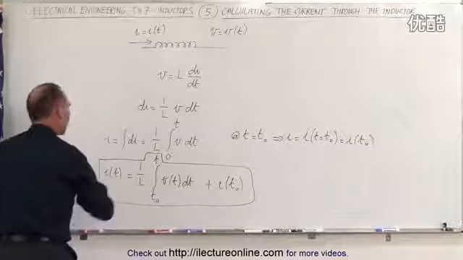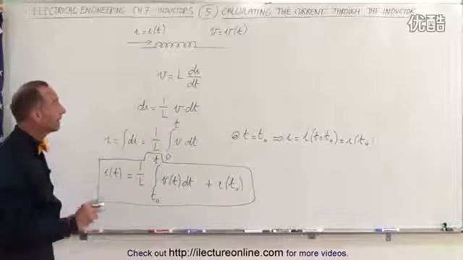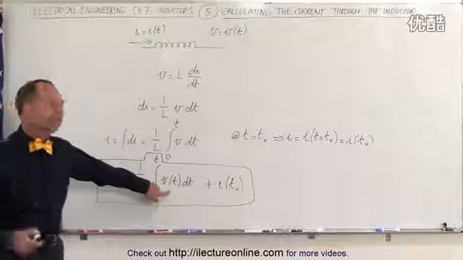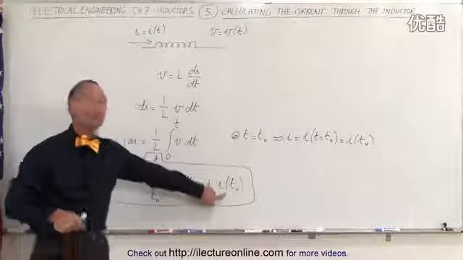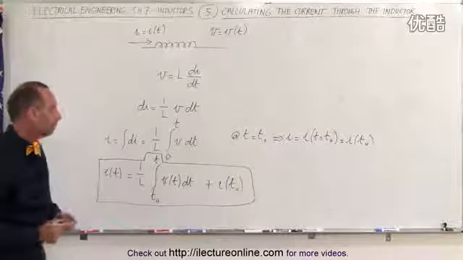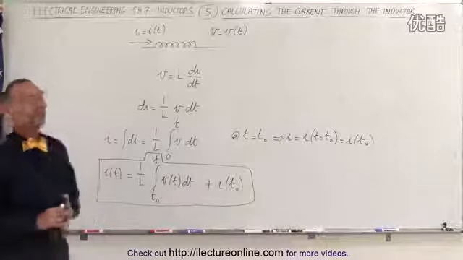This here is then the equation that allows us to find the current in the inductor if we know the equation that represents the voltage across the inductor, and if we know what the initial current was through the inductor at time equal to t sub naught. And that's the equation we need to find the current.